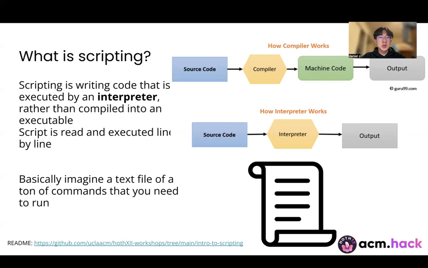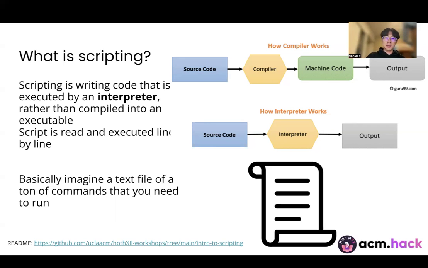Scripting is when you write code that's executed by an interpreter rather than a compiler. These scripts are read and executed line by line. Think of it like a text file with a ton of commands that you run line by line. How it's different from compiled code is, for example, in C++, you have to first compile your code into machine code or an executable, and then run that executable to get the output. An interpreter and scripting skips that compile step.